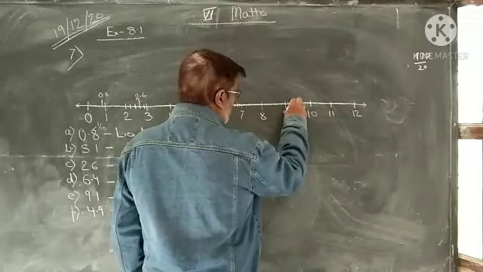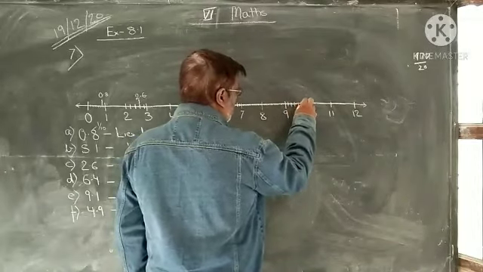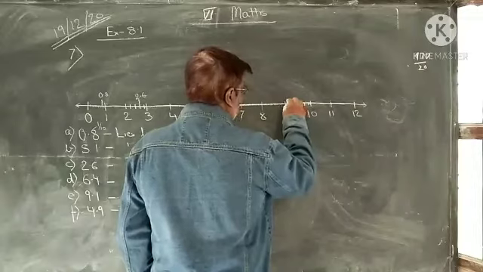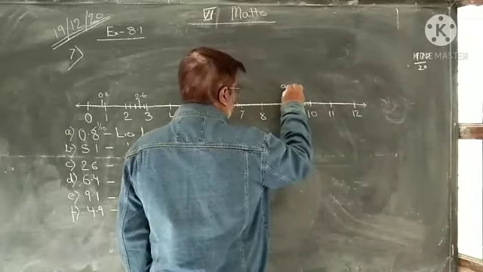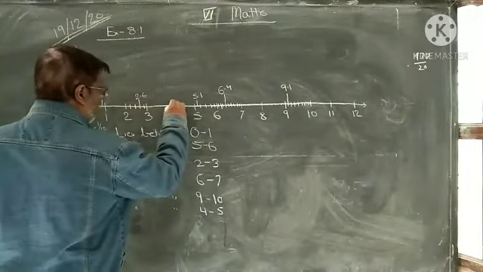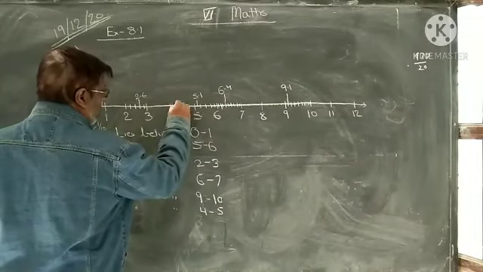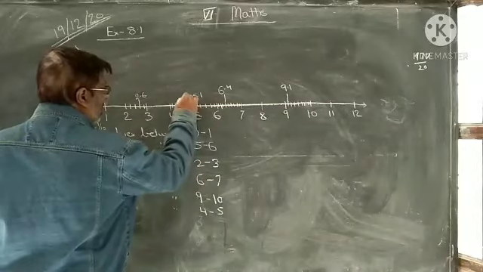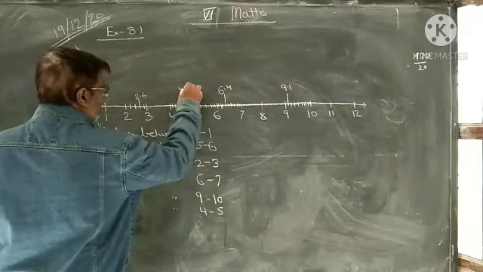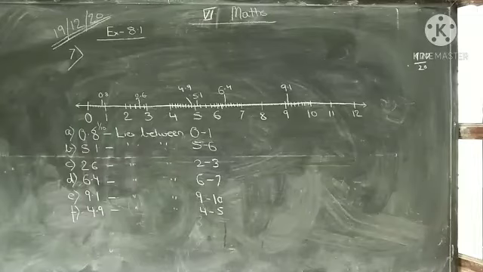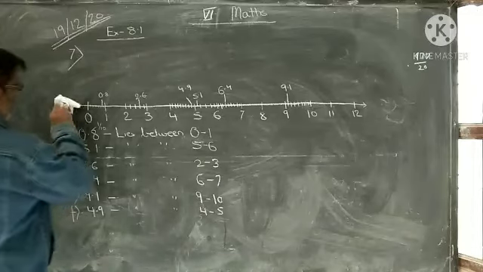1, 2, 3, 4, 5, 6, 7, 8, 9, 10. So here comes 9.1. The last one which we have is 4.9. Similarly, divide this line into 10 parts. Mark this as 4.9. This is how you need to mark on the number line. Okay?